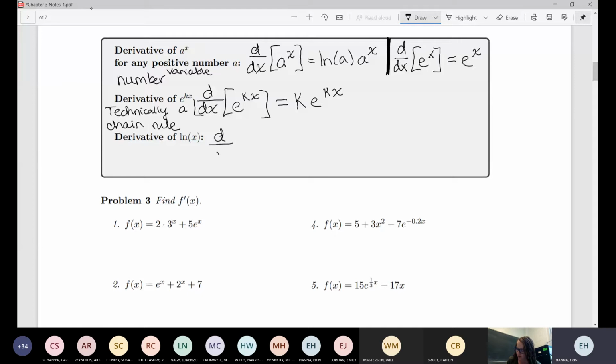And then if we want to take the derivative of the natural log of x, this one's the one that changes the format the most. Most of them kind of have a similar format. This one just kind of throws that out the window because the derivative of the natural log of x is 1 over x.